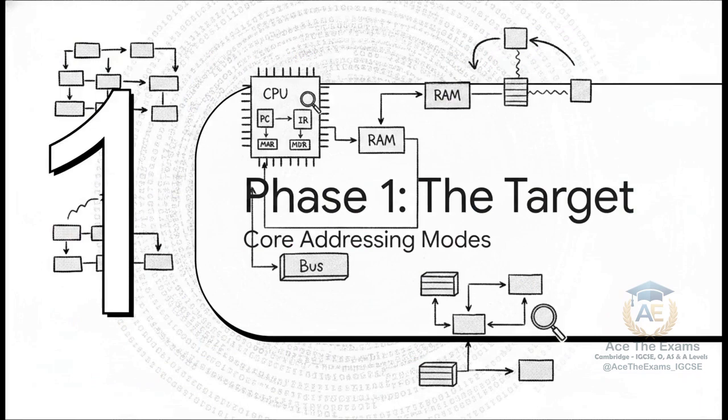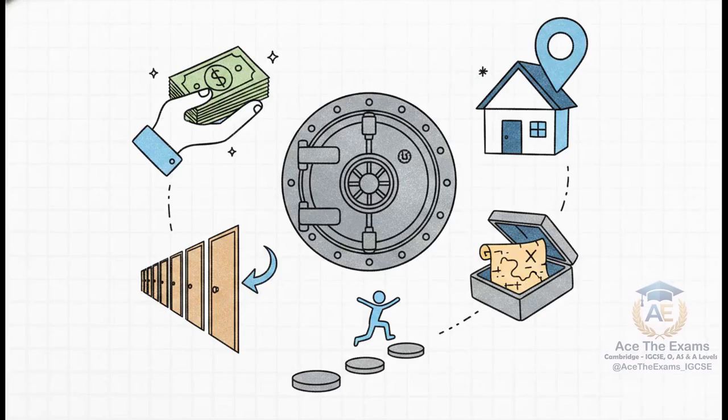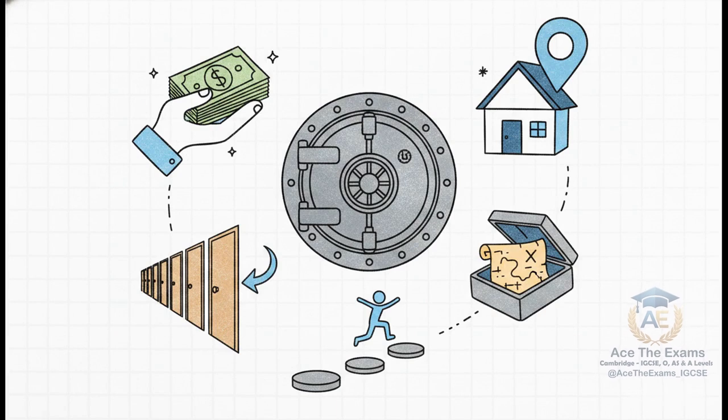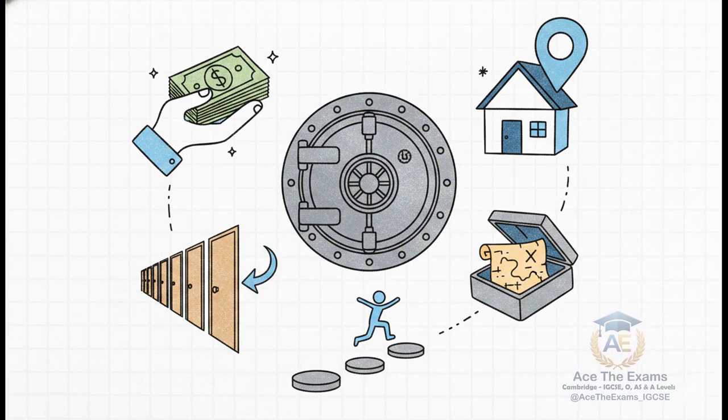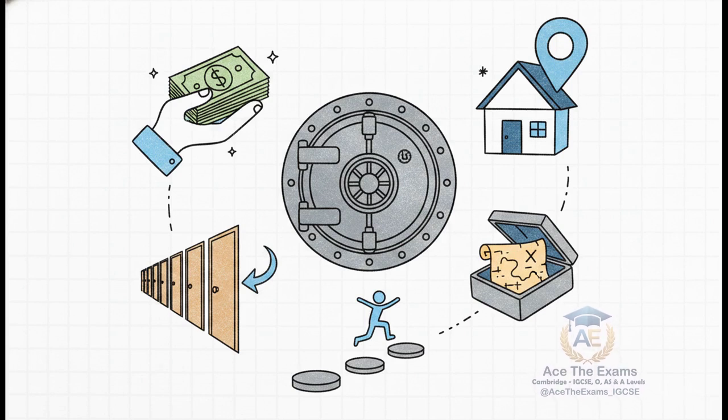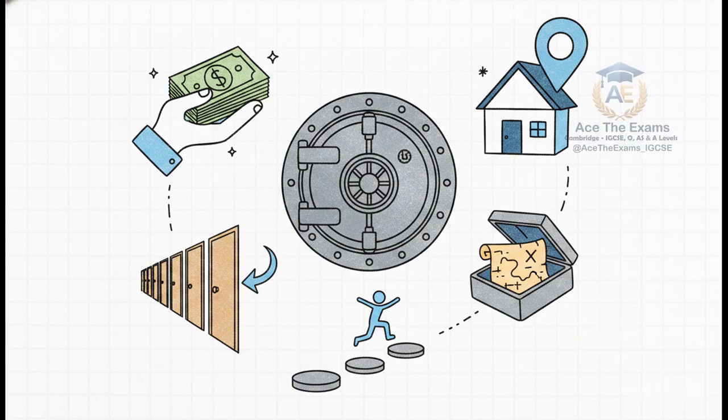It's time to master the core addressing modes. To actually pull off this heist, you need to know exactly, and I mean exactly, how the CPU locates data. This brings us directly to our 5 key targets: immediate, direct, indirect, indexed, and relative addressing. I want you to think of these as 5 completely different security protocols protecting the vault. First up, immediate addressing. This means the data is right there inside the instruction itself. You literally have the cache in hand, no need to go searching.